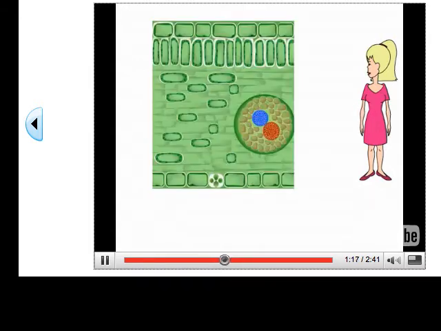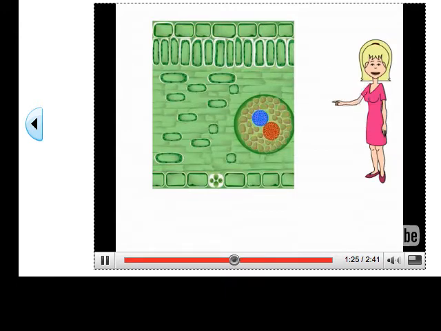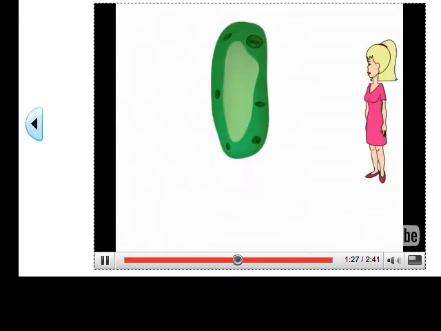If we look at a leaf under a microscope, we see that right below the outer layer of cells, there is a layer of soft, elongated cells called palisade cells. Inside the palisade cell are tiny nodules called chloroplasts. Chloroplasts contain a special chemical called chlorophyll. It is chlorophyll, by the way, that gives plants a distinctive green color.